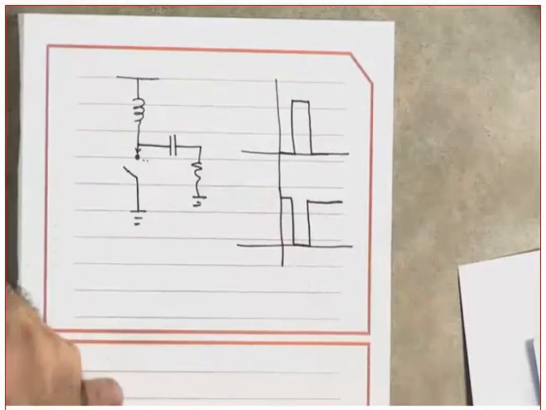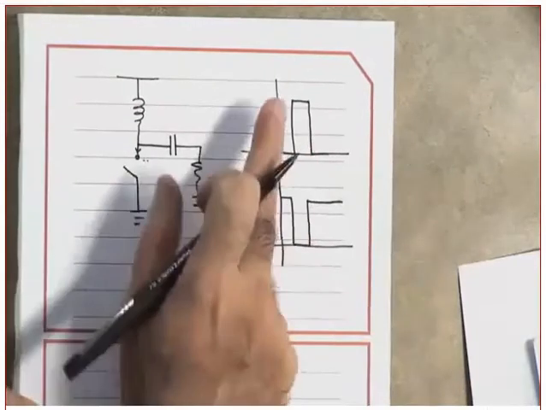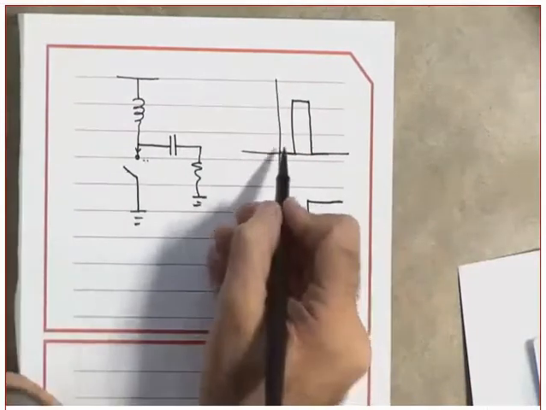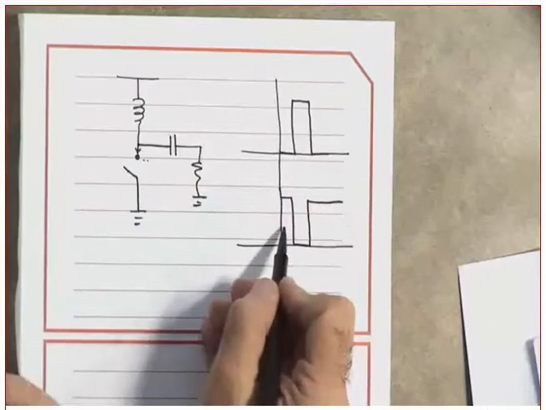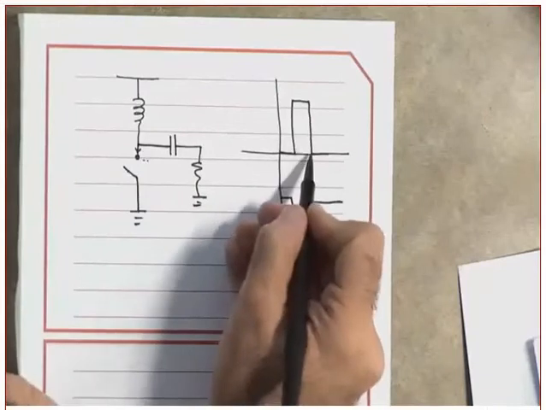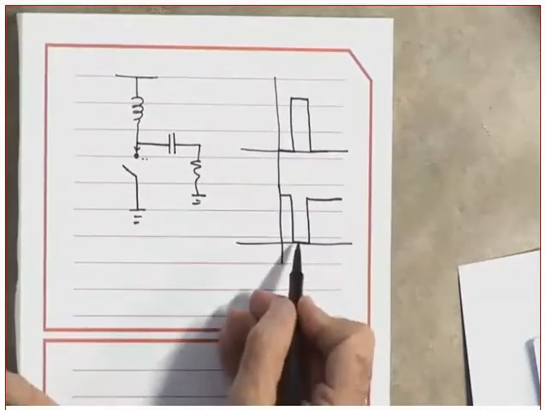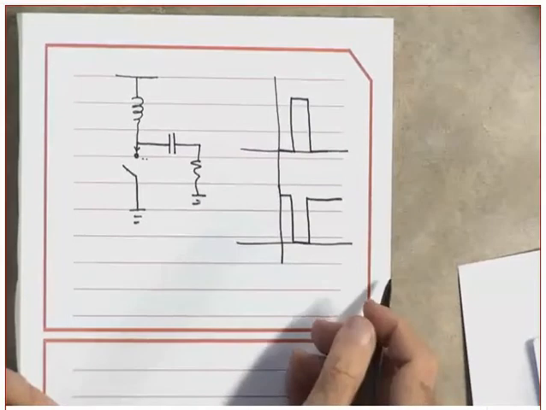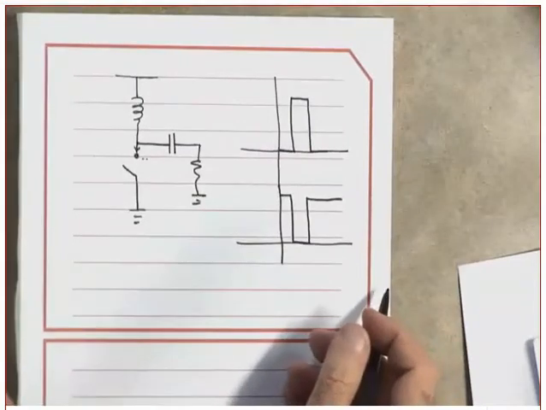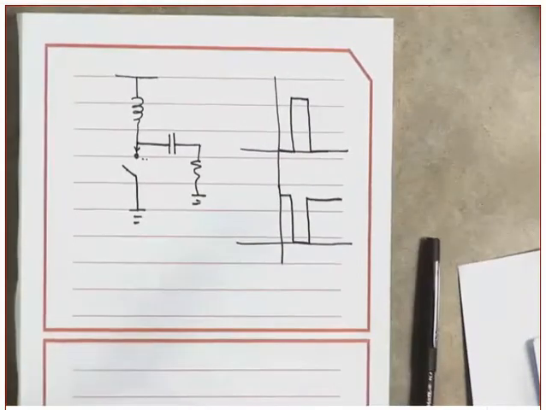What am I sketching here? By the way, do they overlap? In other words, if this is zero, what is this? One. If this is max, what is this? Zero. What is the power dissipation? The power dissipation is equal to zero. Did you get this or not?